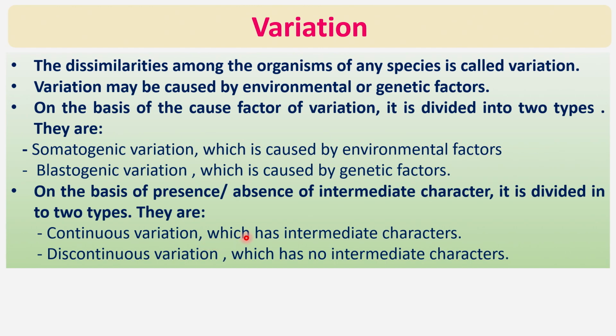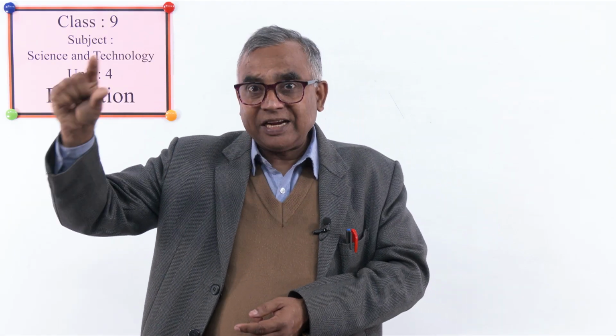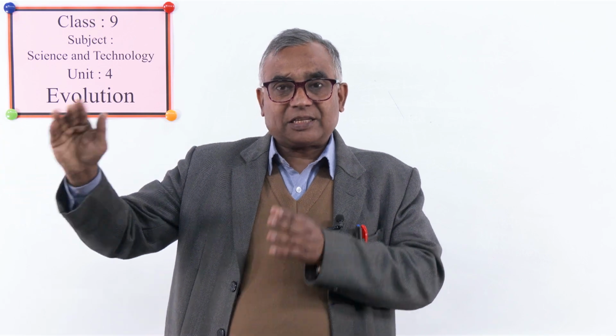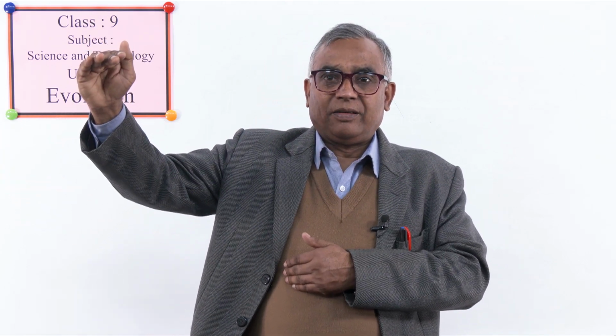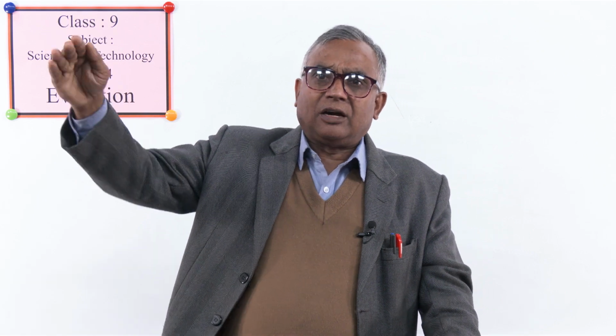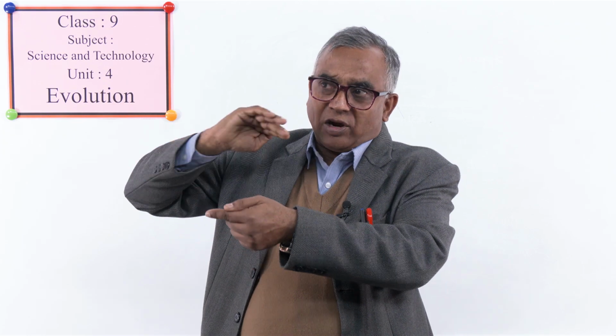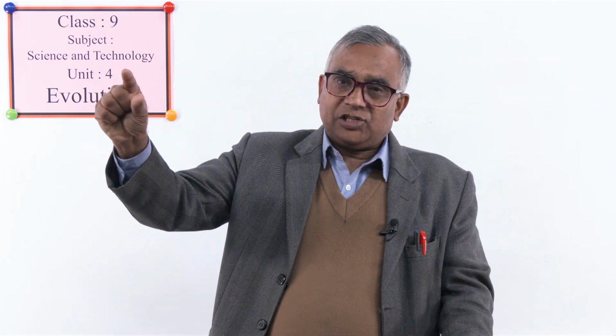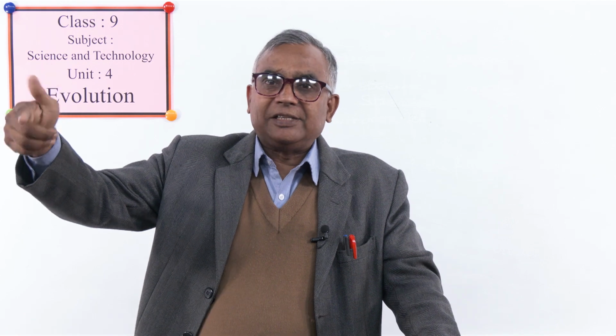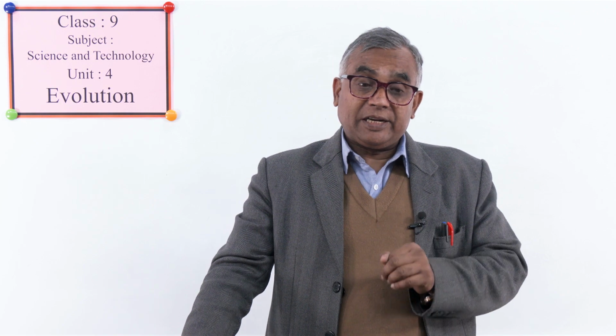Continuous variation is that which has intermediate characters. Intermediate characters means, if you are saying that one of your friends is tall, what is the parameter of tallness? What is the height? How many feet and inches is considered tall? There is a high range. Some persons are taller, some are shorter. There is no clear-cut demarcation that after that inch the person will be tall and before it shorter. So there is no clear-cut demarcation.